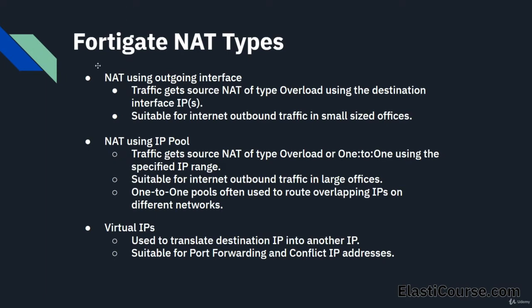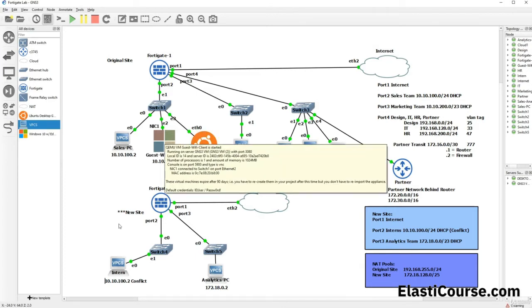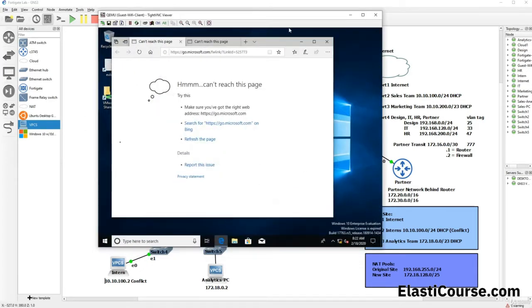So first, let's test out our NAT using the outgoing interface IP address. And this we will be using to configure our internet access on those devices. As we see, we have a Windows client on this subnet, and if we try to access the internet, we still cannot access the internet on this firewall.